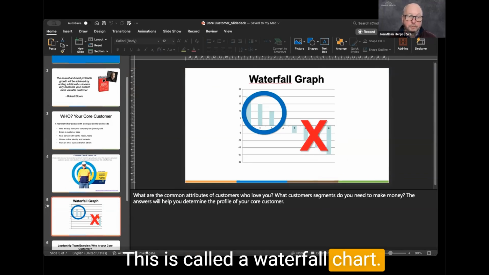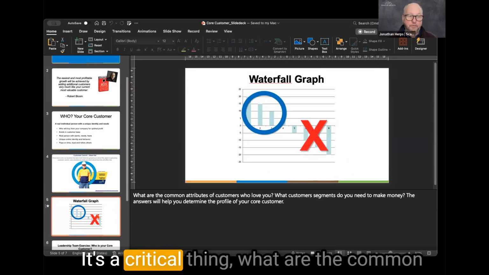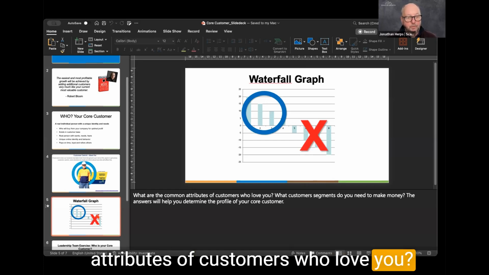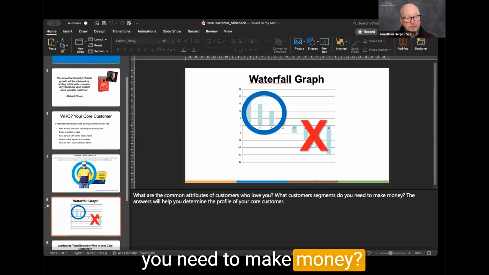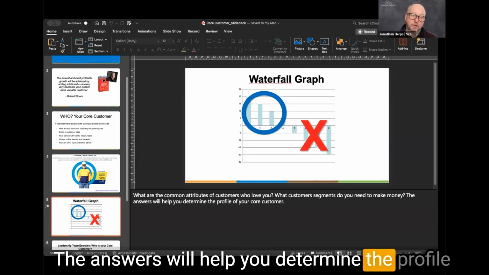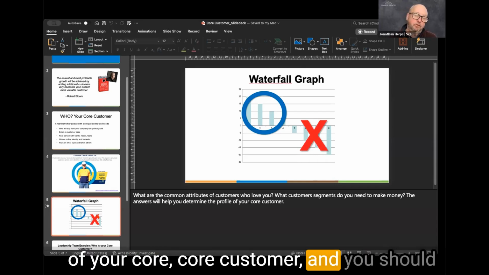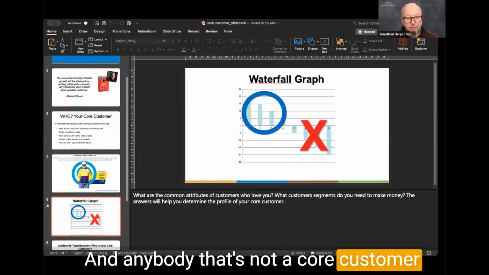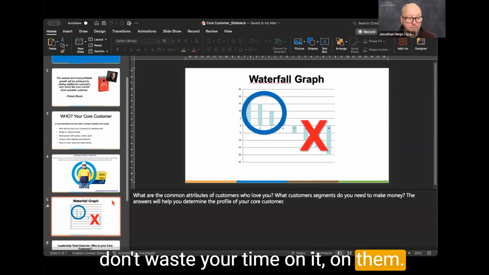This is called a waterfall chart. It's a critical thing. What are the common attributes of customers who love you? What customer segments do you need to make money? The answers will help you determine the profile of your core customer. And you should be focusing everything on the core customer. And anybody that's not a core customer, don't waste your time on them.